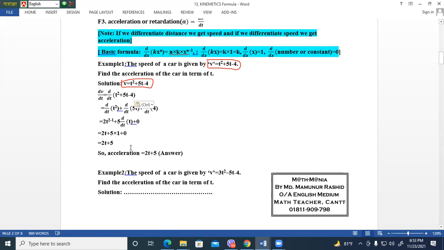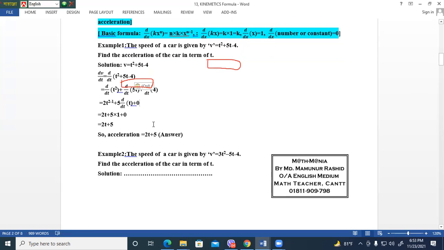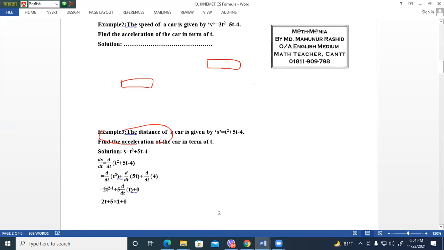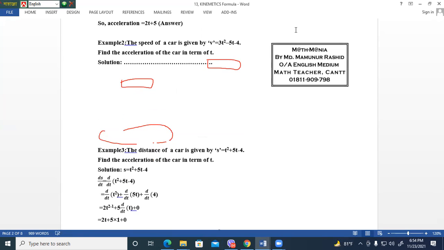The final result is what? Acceleration equals 2t plus 5. So that is already done here. Now you will start example 2 with me. Let us start now. Example 2.